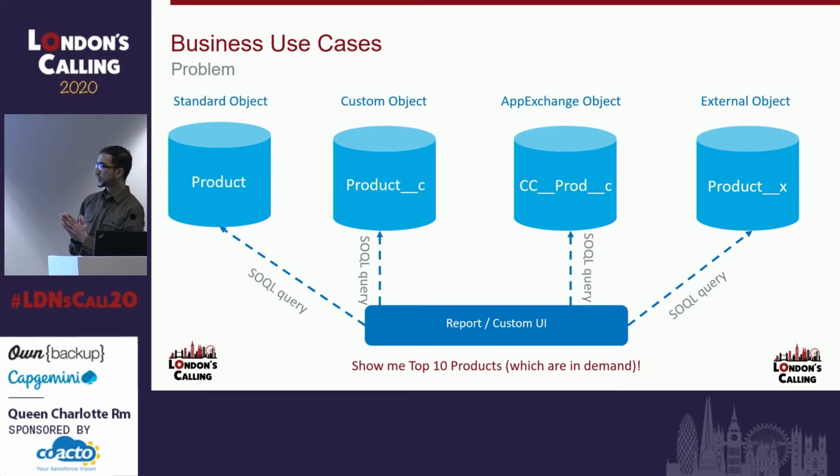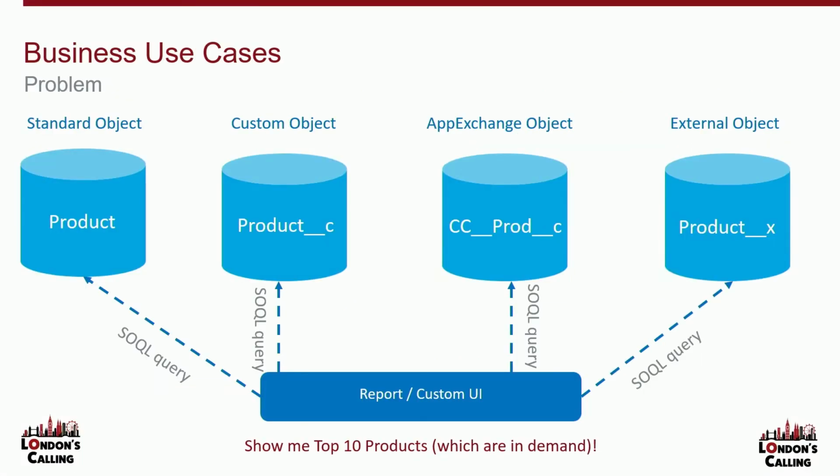Then what we are trying to do is build a report or a custom UI, bringing data from all these different objects. As of today, you have to create a custom UI through a Lightning component, Visualforce, or Lightning Web Components, and run four different queries to bring that data. You can do that, but if you have multiple objects, more than four, across standard, custom, AppExchange, and logically similar objects, that's going to be difficult to handle from a data perspective as well as from an admin perspective.